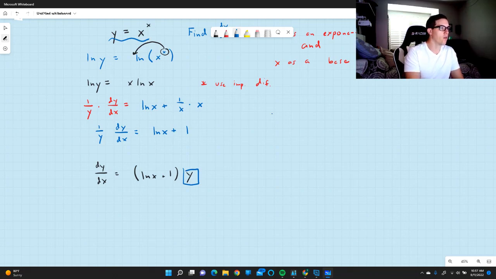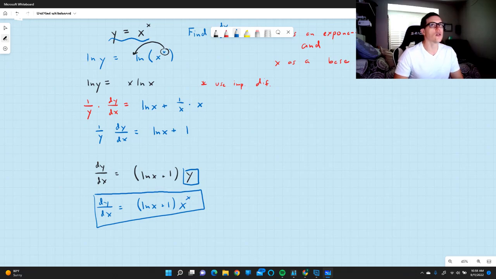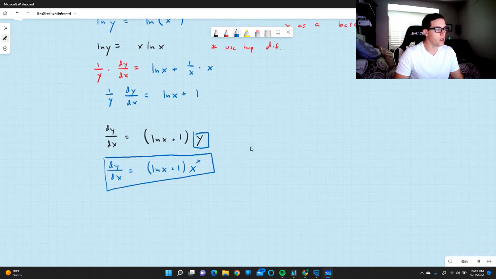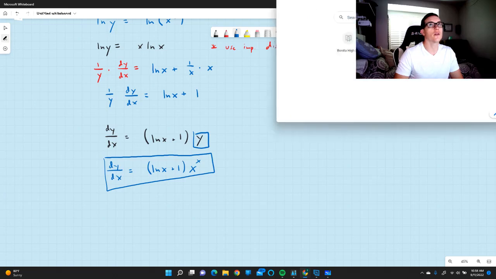Well, y equals x to the x. So dy over dx equals, and in place of y, we put x to the x, because that's what y equaled in the original setup. And I cannot draw boxes today. That's your answer. And we could check it.